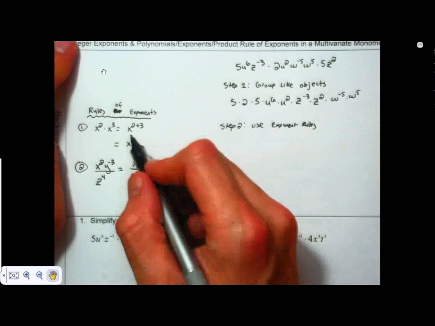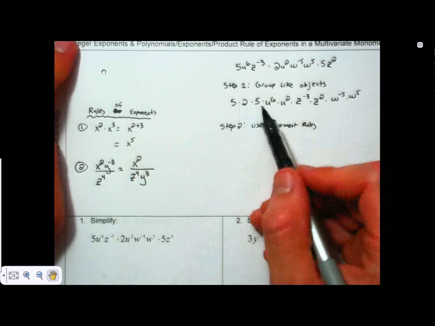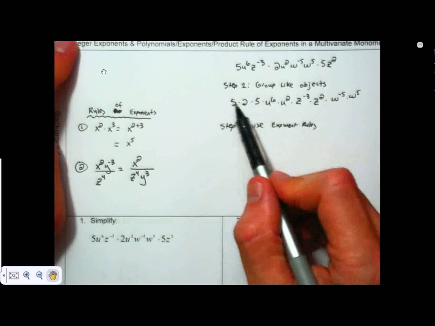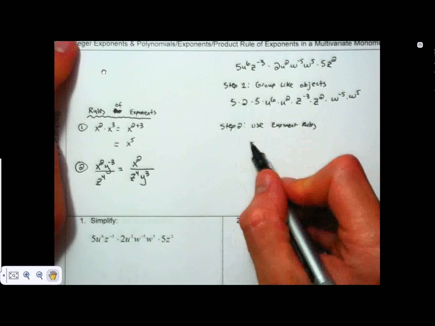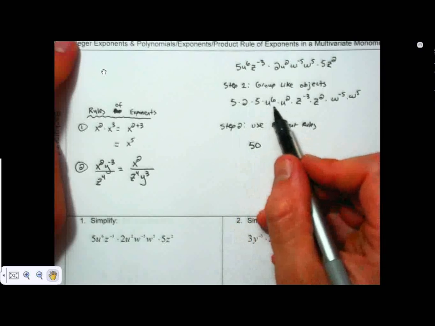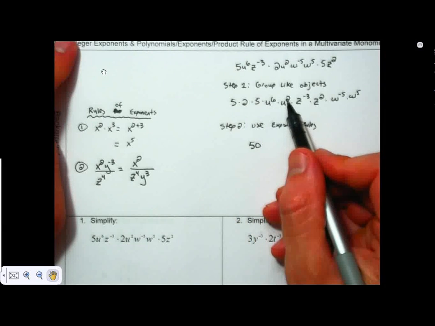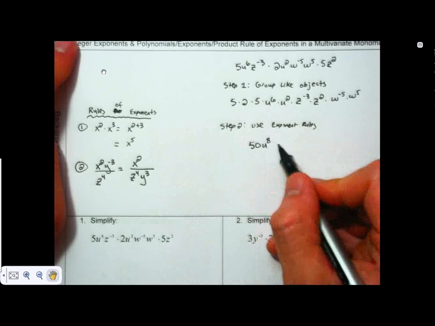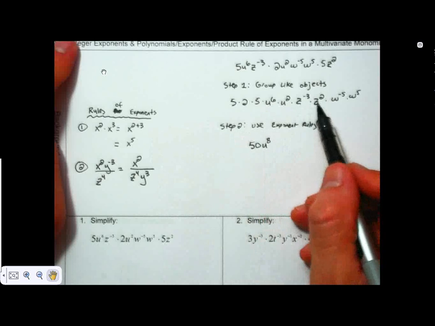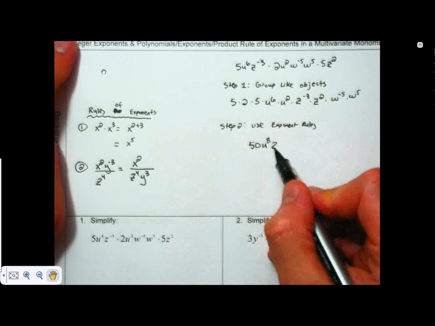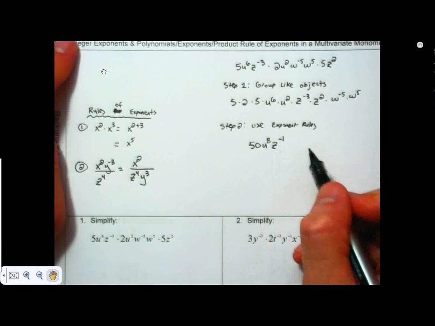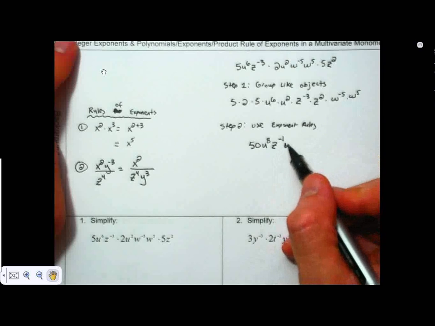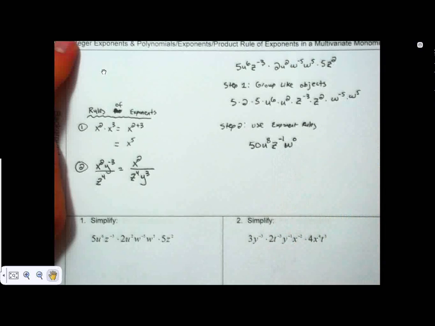So I start with rule number 1. I'm multiplying like bases, so I'm going to start by multiplying these numbers together. So 5 times 2 is 10, times 5 is 50. And then I'll have u to the 6th times u to the second. If I use my first rule and add those exponents together, it gives me u to the 8th. Z to the negative third times z to the second. If I add those exponents together, I get z to the negative 1 power. And then w to the negative 5th times w to the 5th gives me w to the 0.